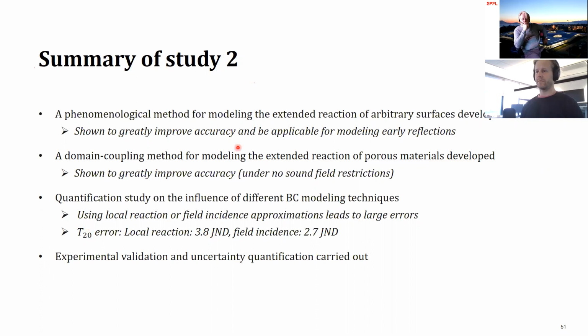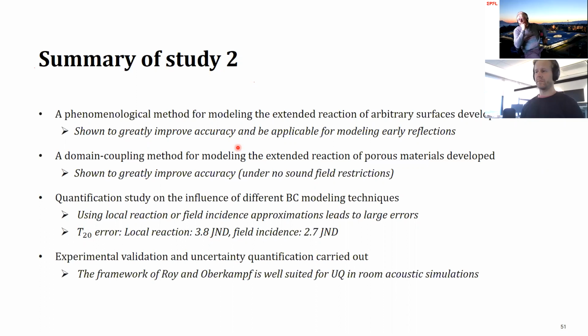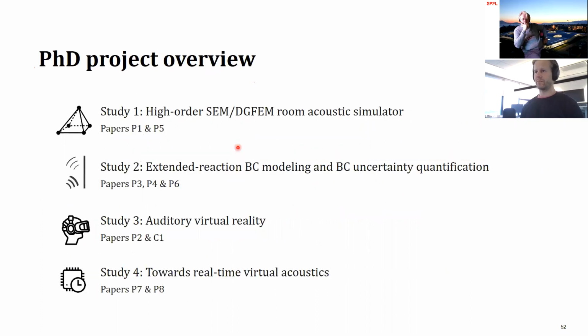We did experimental validation and uncertainty quantification, which is something I just briefly touched upon, but where we found that the framework of Roy and Overkamp is indeed well suited for this uncertainty quantification. And at least for the test case we considered, the input data uncertainty is too high. Okay, that was study number 2.